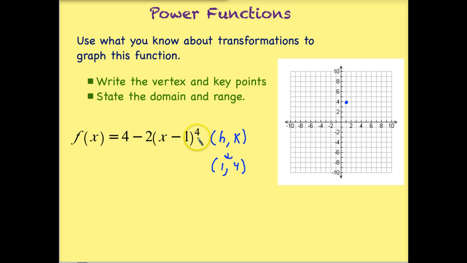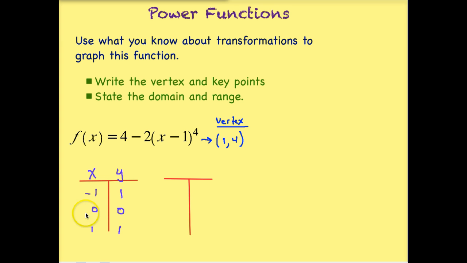Now because we just explored the difference between the even and the odd power functions, this being an even, we know that it's going to form a U. We also know that it's going to open down, and that's because we have a negative out here in front of the 2. So let's go ahead and set up some key points and adjust those for our transformations. Here we're starting with our key points for an even power function. Now let's think about our transformations.